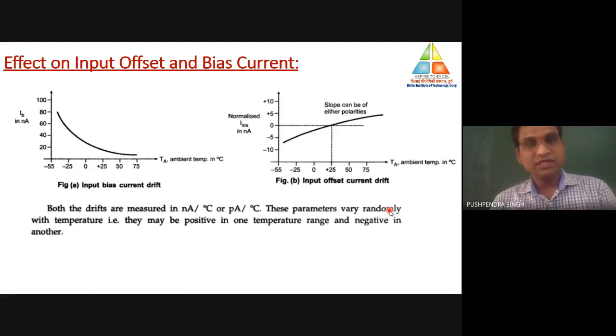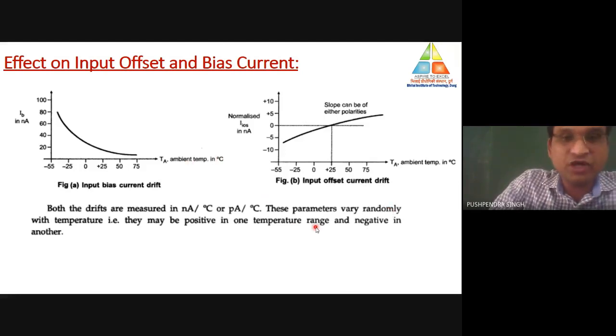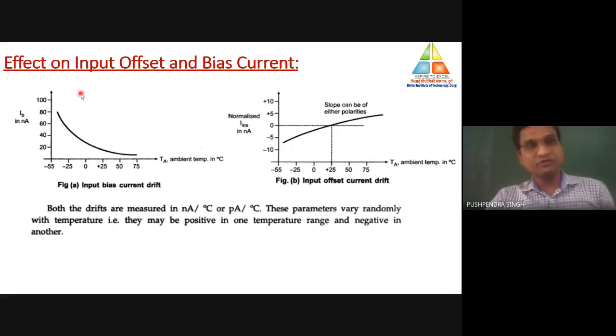Output due to inverting or non-inverting amplifier plus minus error voltage. Error voltage is what? Error voltage is nothing but the total change in output due to change in these parameters that we have discussed here. That is, the total change in output due to either input offset voltage drift, input offset current drift, or input bias current.